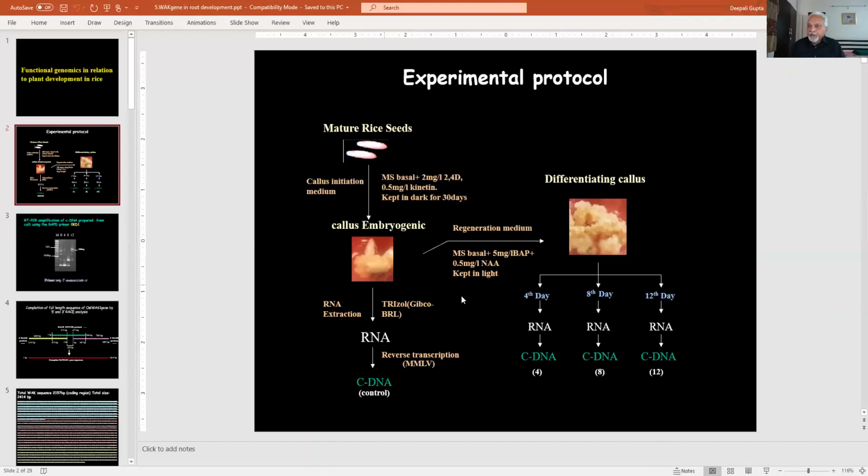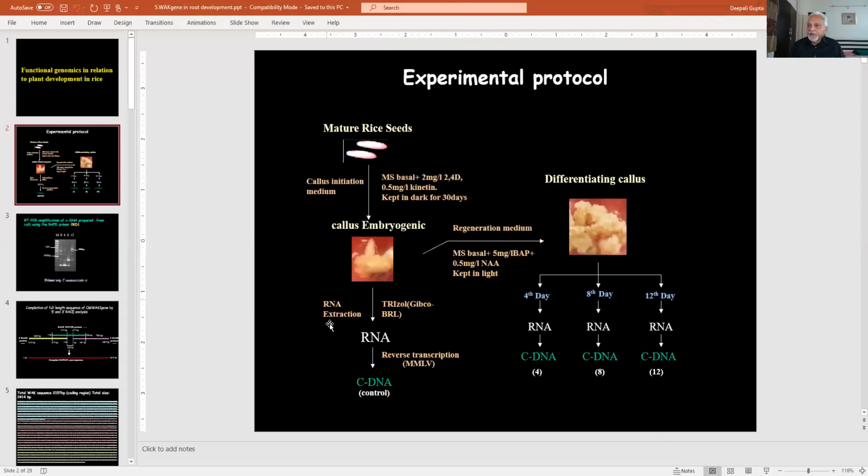Now, the approach which was used here: the RNAs were extracted at different intervals. For example, the day the calli is transferred was taken as zero time, and then after every 4 days, fourth day, eighth day, and 12th day. RNAs were extracted from all these, and the cDNA was synthesized. So you have now cDNA from four different samples.